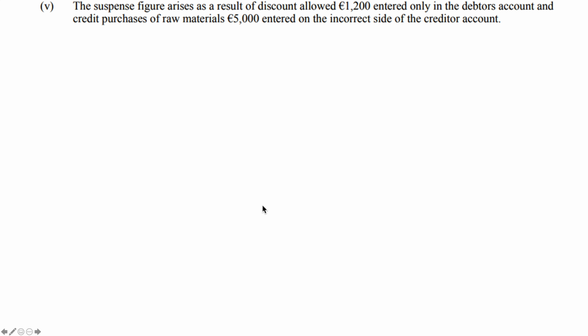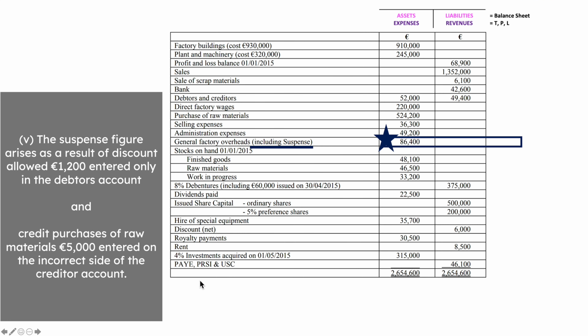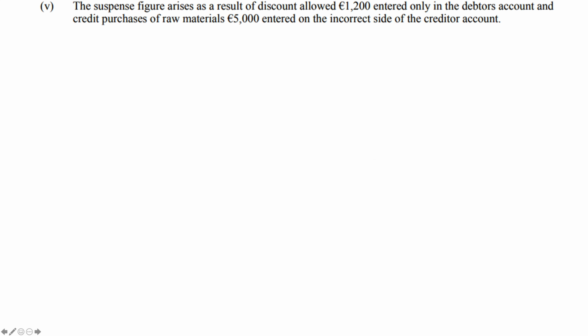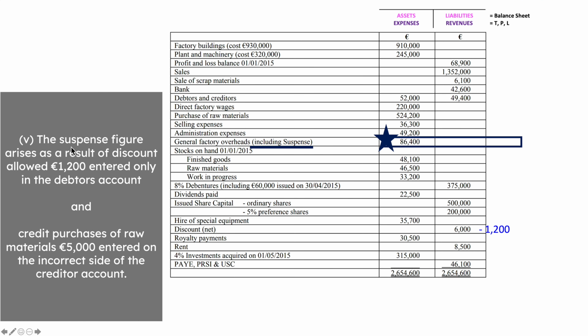Adjustment number 5. The suspense figure arises as a result of discount allowed 1,200 euro entered only in the debtor's account and credit purchases of raw materials 5,000 euro entered on the incorrect side of the creditor account. Okay, so here is the trial balance which we will use to help us complete the question. So what other account should discount allowed go into? It should also go into the discount account.